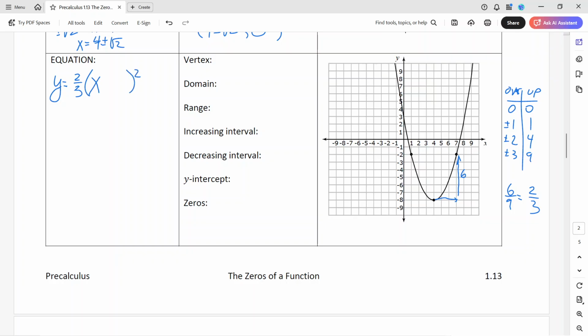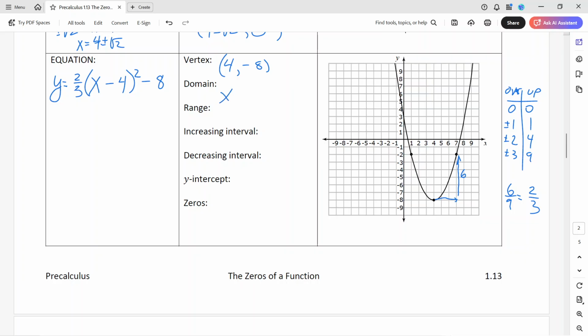If I have a right shift of 4, that's a -4, and I have a downshift of 8, so that's a -8 for the outside. So we can see the vertex, they just handed it to us on a silver platter. The vertex is 4, -8. By the way, that 4, -8 is what allowed us to write this equation.